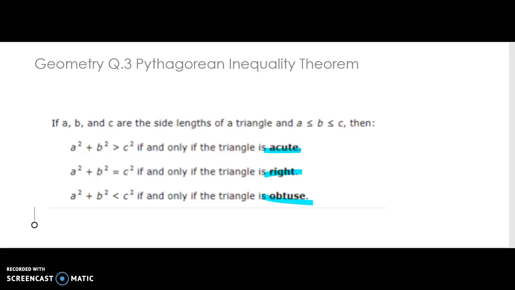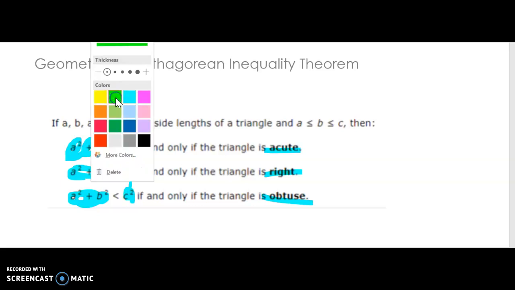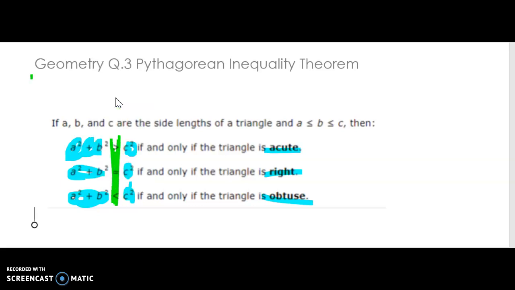The way that you're going to do that, you're going to square a and b and add them every single time. Then you're going to square c. And then you're going to compare both sides.